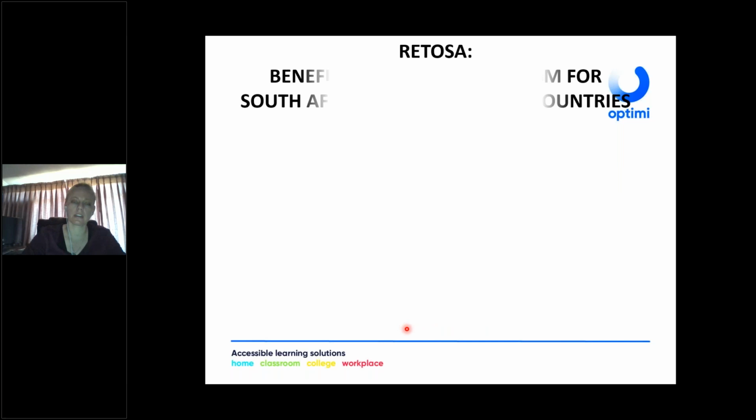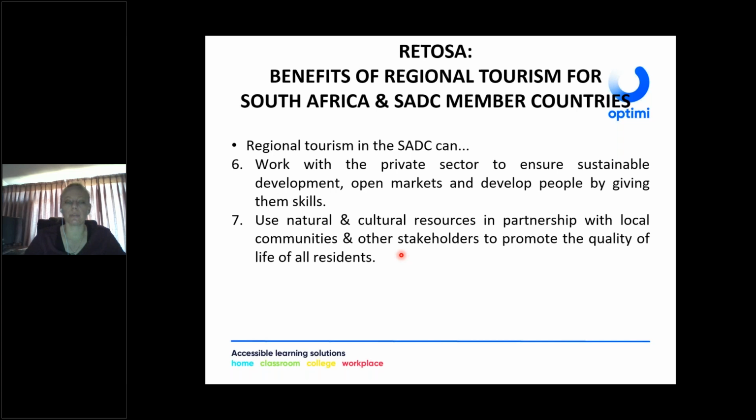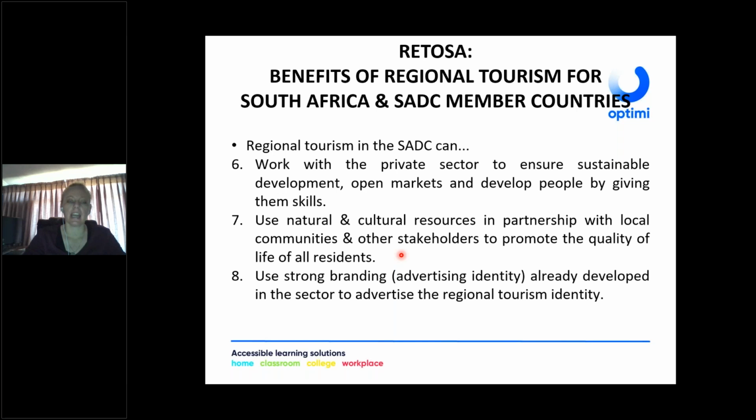If we look at more benefits, it's to work with the private sector to ensure sustainable development, open markets and develop people by giving them skills. It also uses the natural and cultural resources in partnership with local communities and other stakeholders to promote the quality of life of all residents and to use a strong branding in terms of advertising, which is already developed in the sector, to advertise the regional tourism identity.